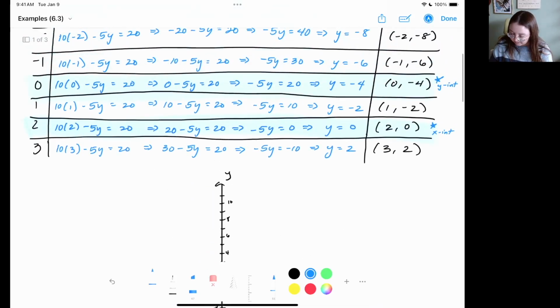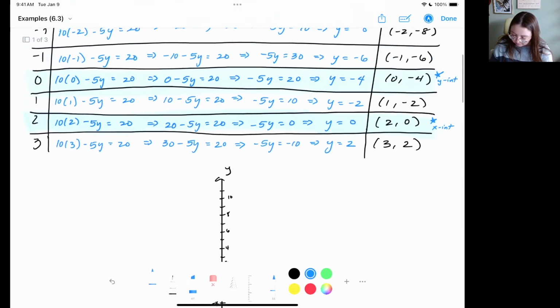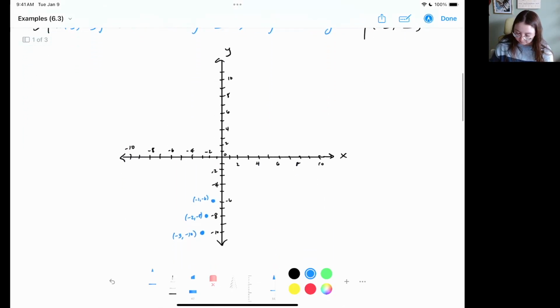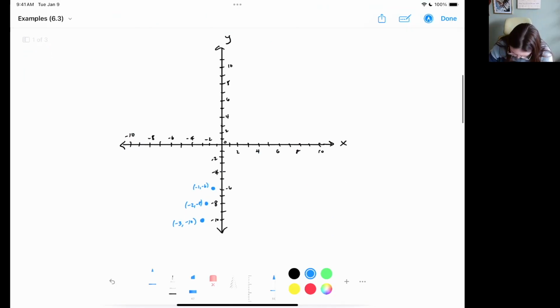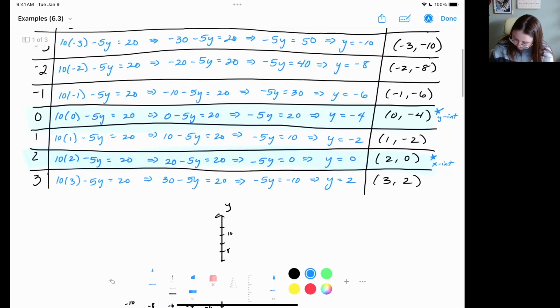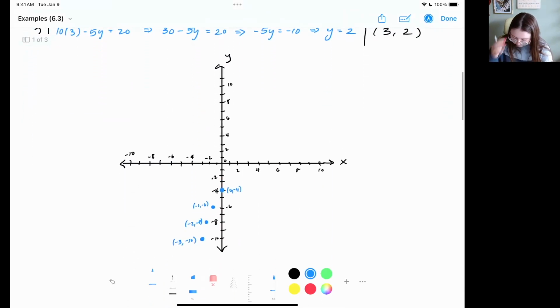Then our next one is 0, -4, which we do know is our y-intercept because we recognize what the ordered pair looks like, but we'll draw it on here. So it's right here. We have 0, -4. And then our next one is 1, -2. So now we're going to the right. So we're going this way, and then we're going down to -2 for a point right here. This is 1, -2.